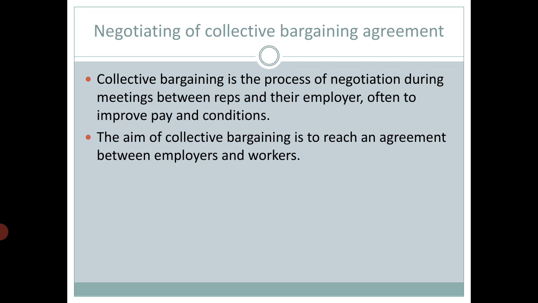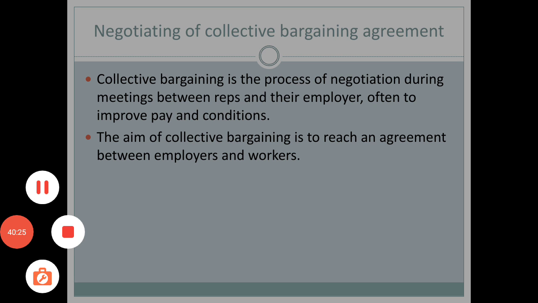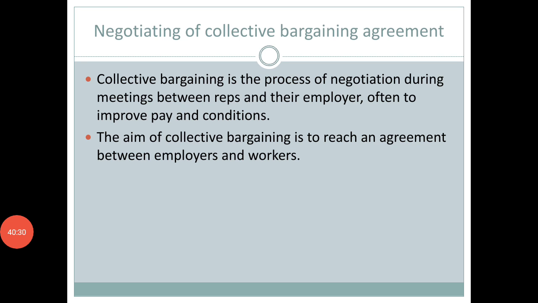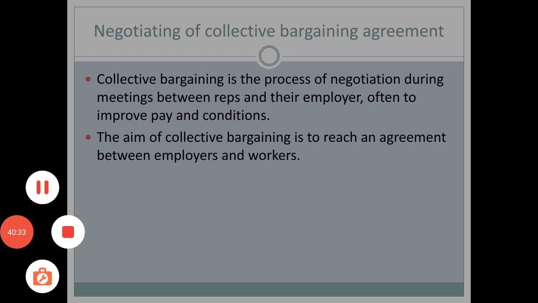So what is negotiation? Negotiation means both the parties, towards the conflict, they agree upon a single solution. They finalize a single solution which is called negotiation. Okay, so why is collective bargaining done? The aim of collective bargaining is to reach an agreement between employers and employee. Both should work hand in hand for this. Such type of collective bargaining is done.